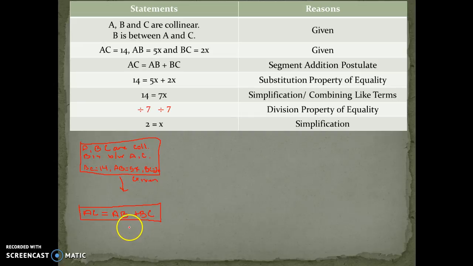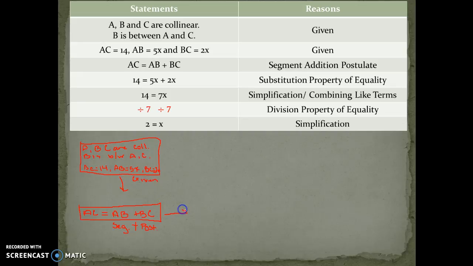And right below that box, we're going to write what that reason was. So AC equals AB plus BC. And in our chart, it says that was the segment addition postulate. So I'm going to say segment, SEG, addition, postulate. So I am abbreviating here, but the full terminology is in your chart.